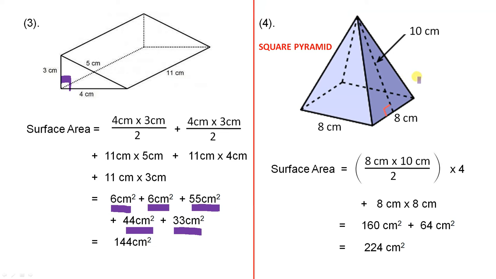Example 4 is a square pyramid. So the surface area will be, there are 4 triangles plus the base. So if we look at this triangle here on the right hand side, that'll be base times height over 2, and we have to multiply that by 4 because there are 4 of them, and the base is 8 times 8. 8 tens are 80. 80 divided by 2 is 40. 40 times 4 is 160 square centimeters, so that's the total area of the triangles. And the base is 64 square centimeters. Add those 2 areas, that gives us 224 square centimeters for the square pyramid.